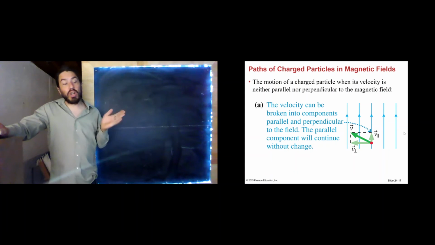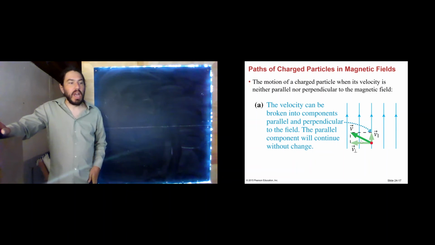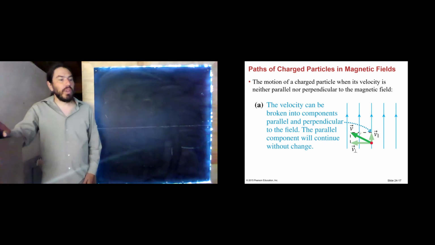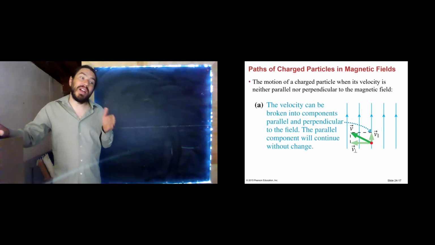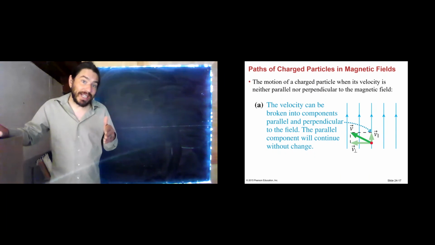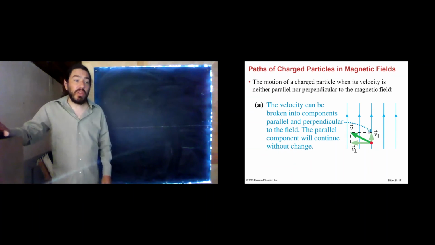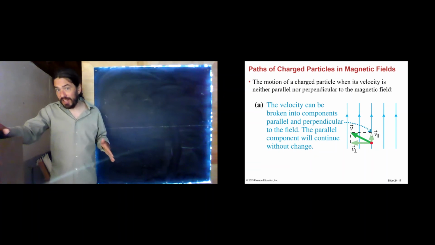So in general, a charged particle moving in a magnetic field, its velocity may not be completely perpendicular to the magnetic field. In general, it will probably have a component that is perpendicular and a component that is parallel. This parallel component, of course, will not contribute to the force at all, because a particle with a velocity parallel to a magnetic field experiences no force. So the parallel component of this particle's velocity does not contribute towards its force. However, the perpendicular component does.